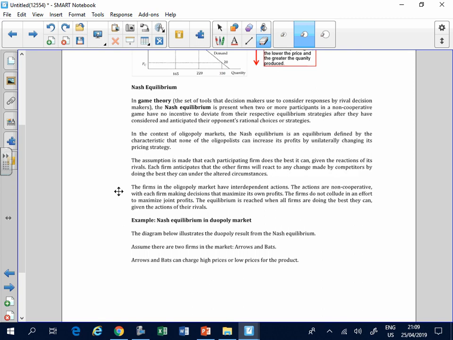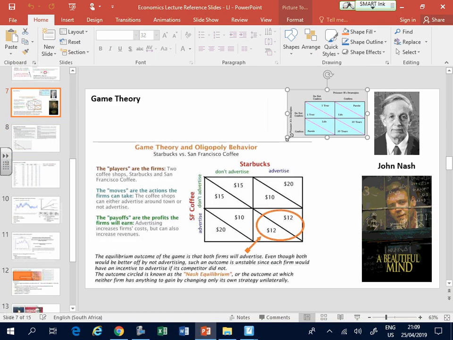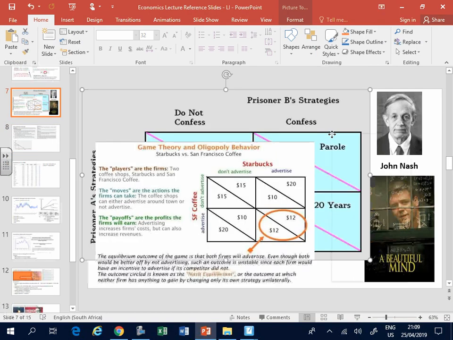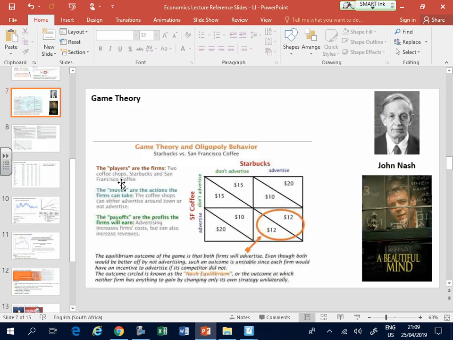And this is what game theory is all about. We call this prisoner's dilemma. And this prisoner's dilemma is exactly the scenario over here. Exactly the situation. 1 year life parole, and so on. But let's not worry about that. I want to go to a more realistic example just before we go to the bats and arrows one in your question book. It's not very clear to understand.